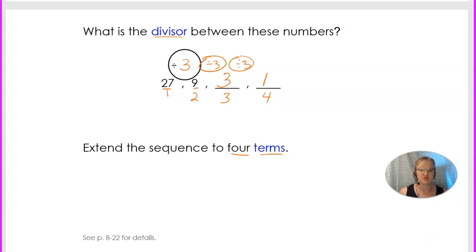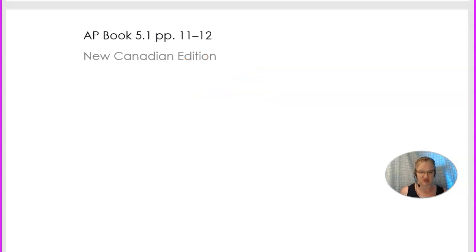So the first term is 27. The second term is 9. The third term is 3. And the fourth term is 1. So there we go. There's our multiplication and division sequences.